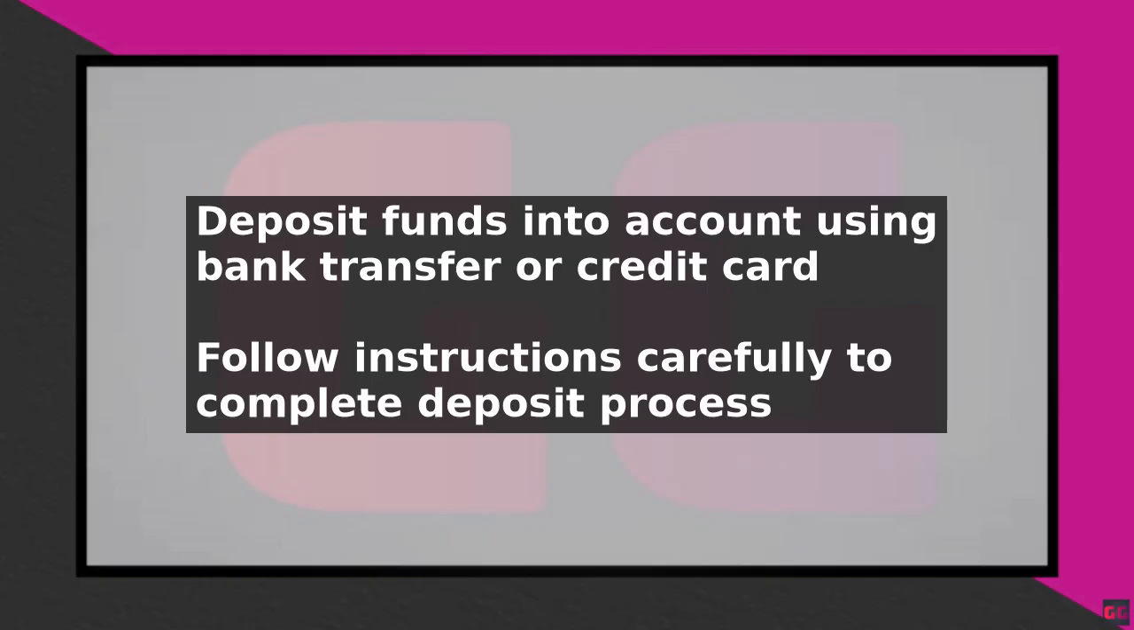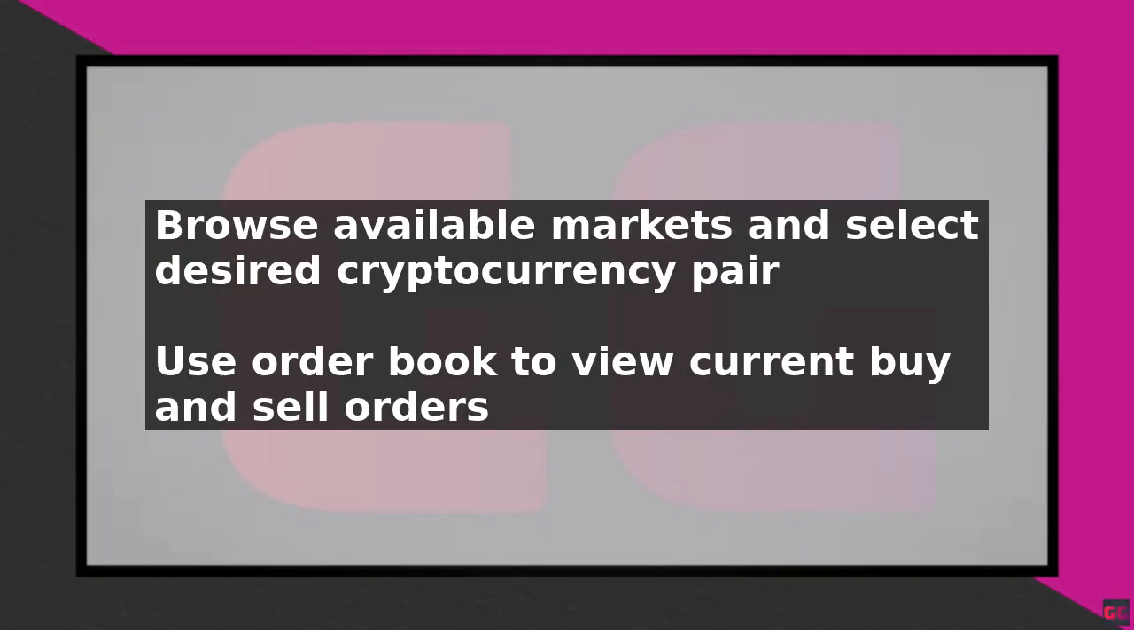There are different types of orders you can place on BitUnix, including market orders, limit orders, and stop-loss orders. A market order allows you to buy or sell a cryptocurrency at the current market price, while a limit order enables you to set a specific price at which you want to buy or sell. A stop-loss order helps you limit your losses by automatically selling a cryptocurrency when it reaches a certain price.